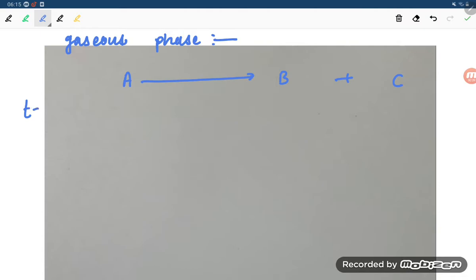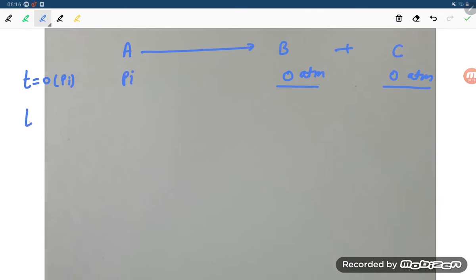When time t is equal to 0, at that time P initial will be there, the initial pressure. To understand this process, the products have zero pressure. Whatever pressure there is, it is the pressure of the reactant, because the reaction has not started. So the pressure for products B and C will be 0, and the pressure taken for A will be the initial pressure.